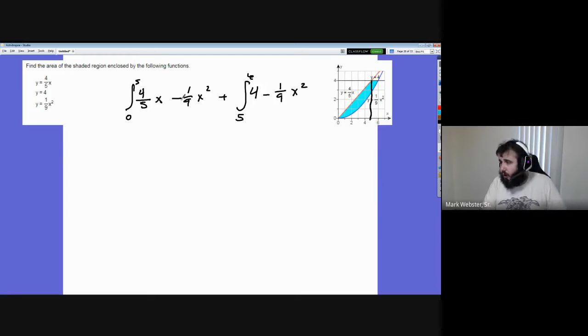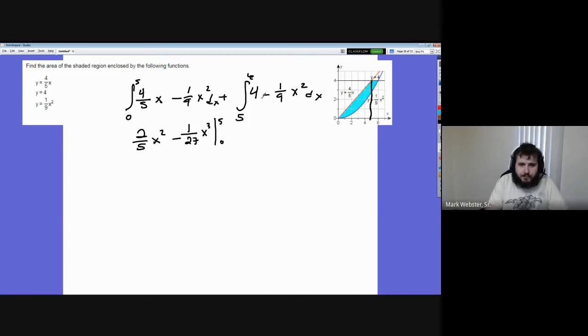I'm going to show you both ways just because, you know, we can. Don't forget your dx's. So integrate. This is going to be x squared over 2, so 2/5 x squared minus, this is going to be a 3, so minus 1 over 27 x cubed from 0 to 5. And then this one, when we integrate this one, we're going to get 4x minus 1/27 x cubed evaluated from 5 to 6.